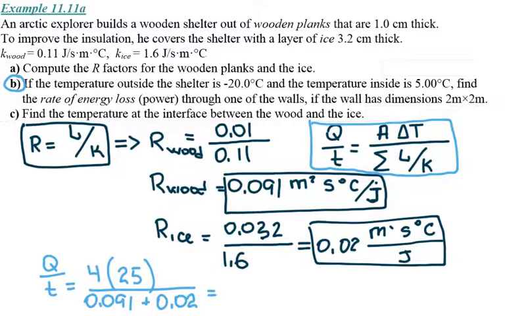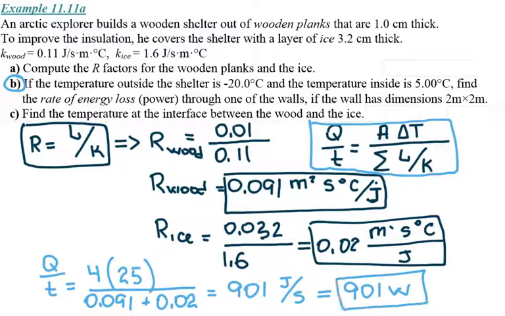And that will give me 901, measured in joules per second, or 901 watts, because joules per second is watts, the same as power, it's energy per second.